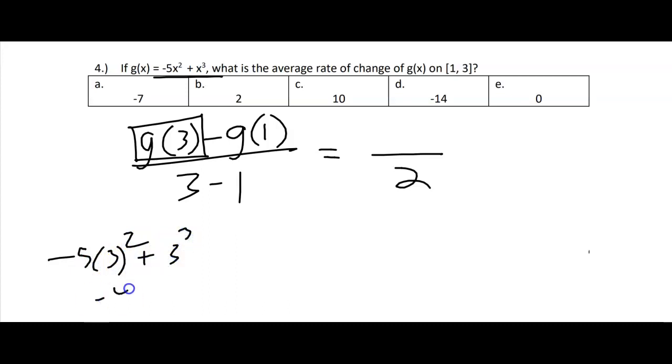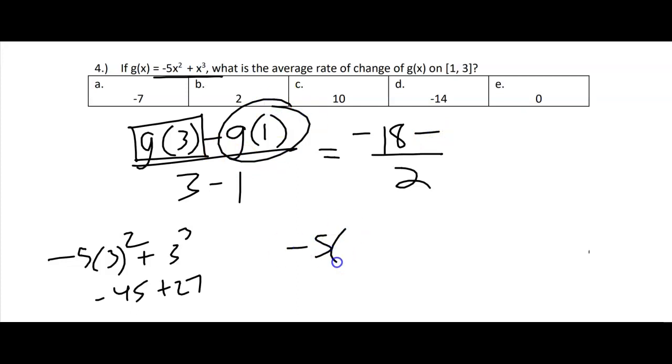And that's going to be negative 45 here plus 27. I'm going to use my calculator because I'm being lazy. Why not? You guys get to use your calculators on it for now. All right, so that's negative 18 minus, and now we're going to do g of 1.